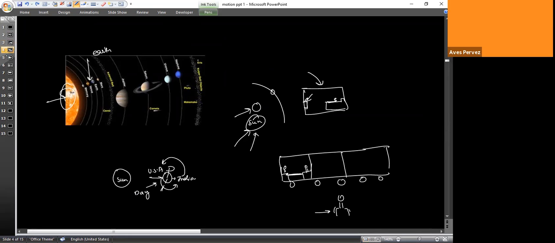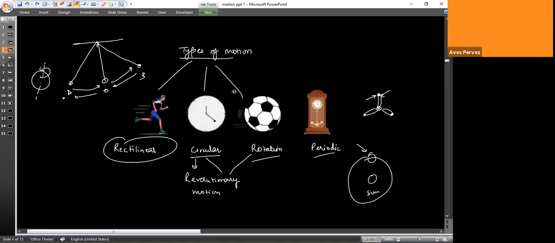Again, we have divided the types of motion into 4 parts. Rectilinear motion means simple motion, moving in a straight line, like a car moving on the road or walking. This type of motion is considered rectilinear.